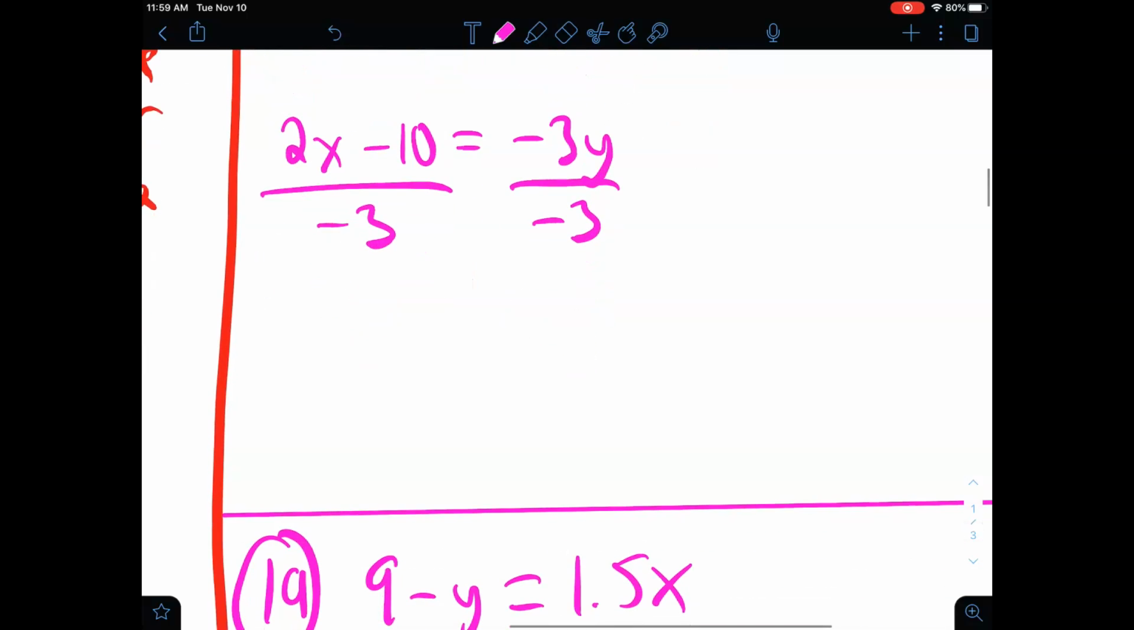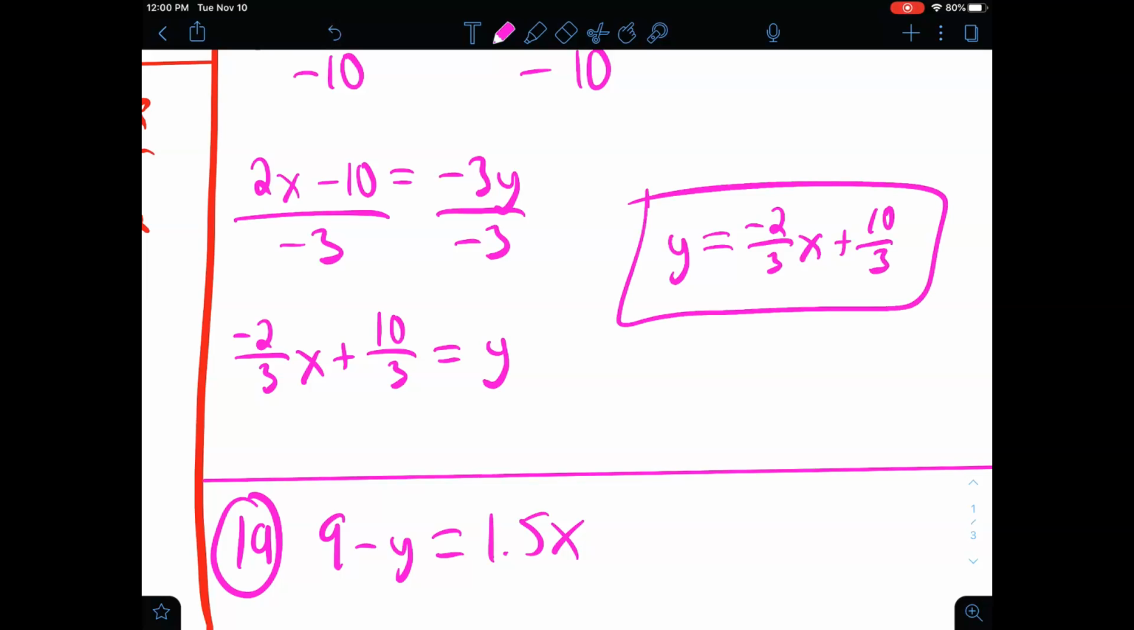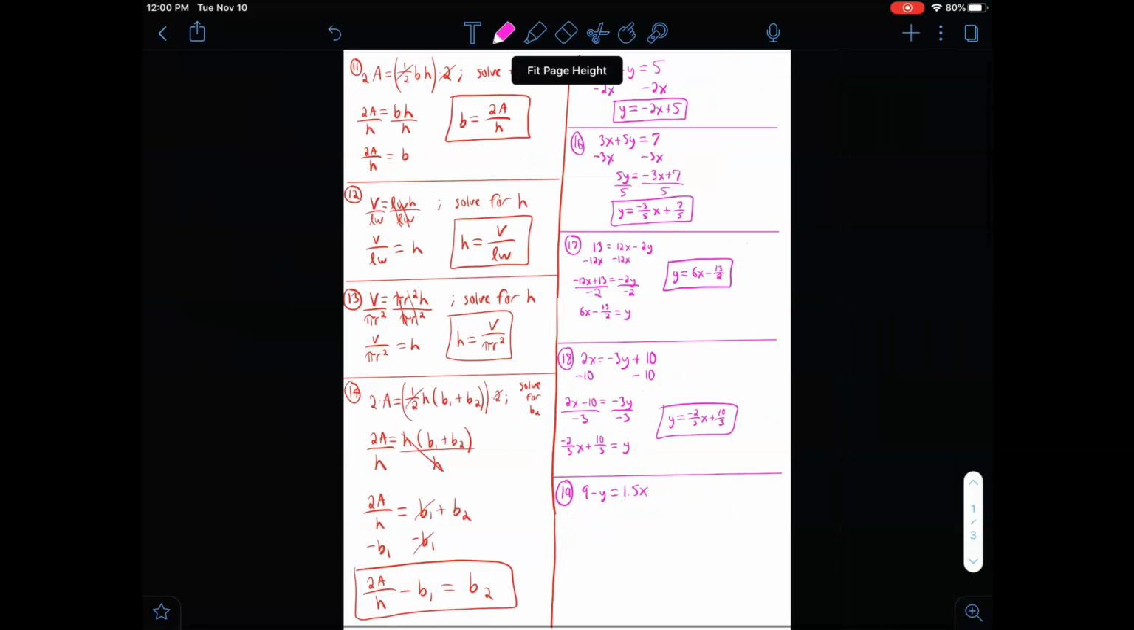So we're going to get, for an answer, 2 does not divide by 3, so we're going to get negative 2/3 x, plus 10 doesn't divide by 3, with 2 negatives make a positive. We're going to get 10/3 equals y. Or we can write it y on the left-hand side. Y equals negative 2/3 x plus 10/3. Let me double check my answers really quick here, make sure we're good. Looks pretty good.